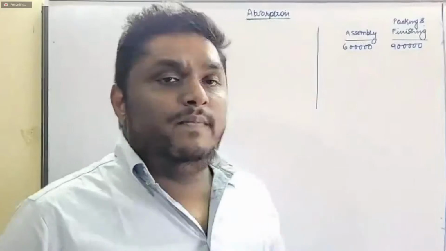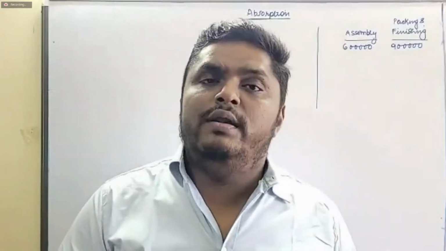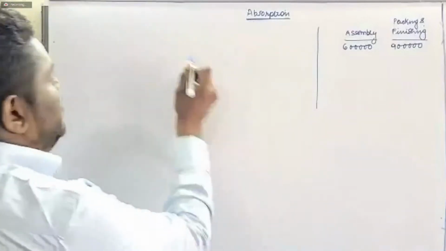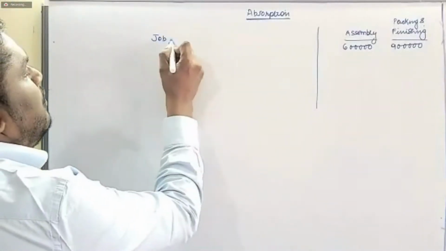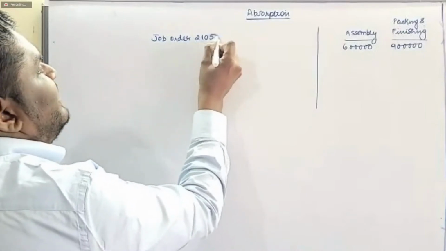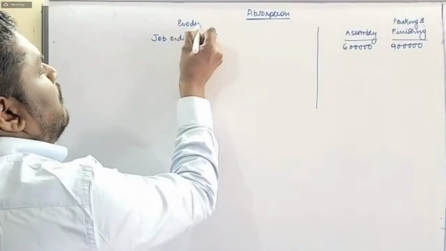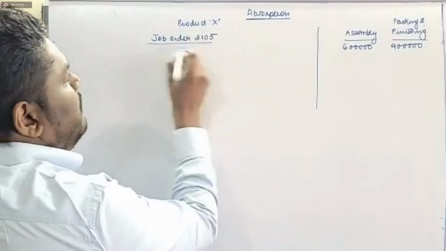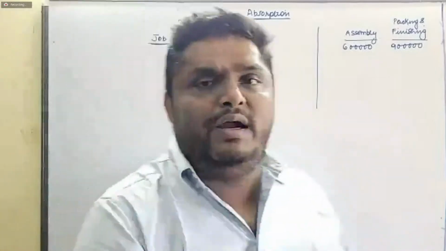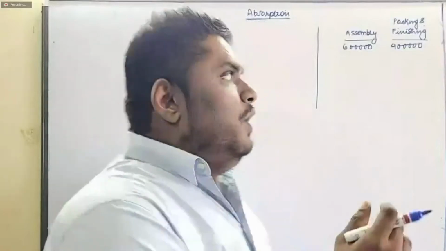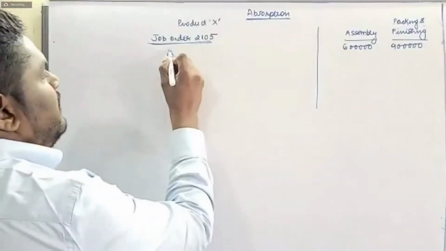Now further, let's say I have received an order. I have received a job order. Let's say job order number 2105 of product X, and I have to calculate the total cost of the job. Now, what will the management people do?